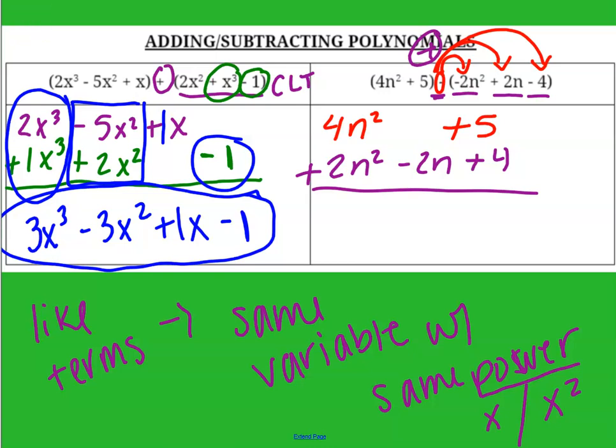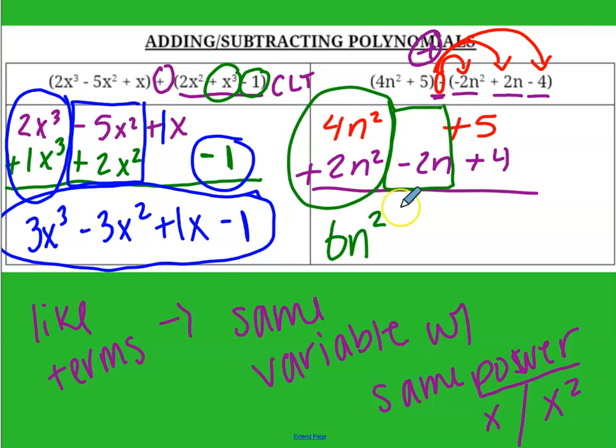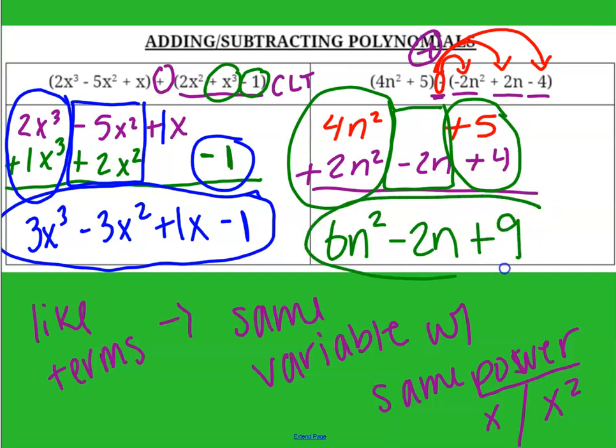All right, so now we can just add up our like terms. We have 4n to the 2nd plus 2n to the 2nd is 6n to the 2nd power. There's no n variable in the top equation, so we just have 0 minus 2n, which would just be minus 2n or negative 2n. And then we have positive 5 plus 4, which is positive 9. So right there is our final answer.